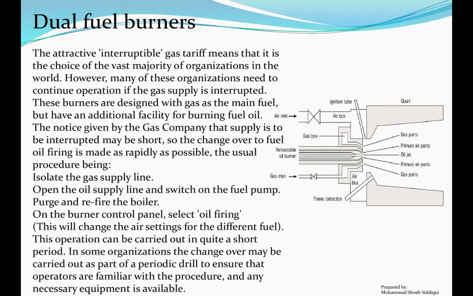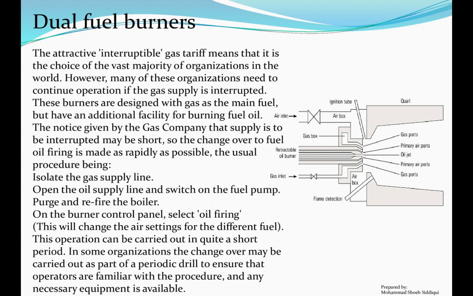Dual fuel burners. The attractive interruptible gas tariff means that gas is the choice of the vast majority of organizations in the world. However, many of these organizations need to continue operation if the gas supply is interrupted. These burners are designed with gas as the main fuel, but have an additional facility for burning fuel oil. The notice given by the gas company that supply is to be interrupted may be short, so the changeover to fuel oil firing is made as rapidly as possible, the usual procedure being: isolate the gas supply line, open the oil supply line and switch on the fuel pump.